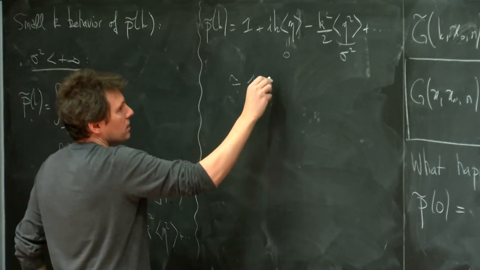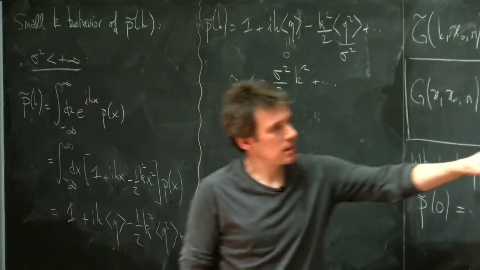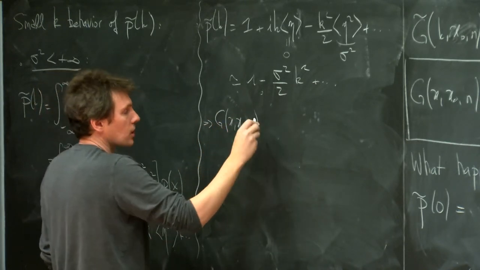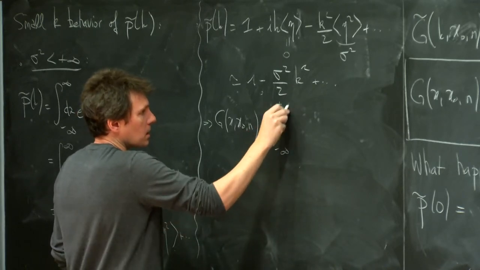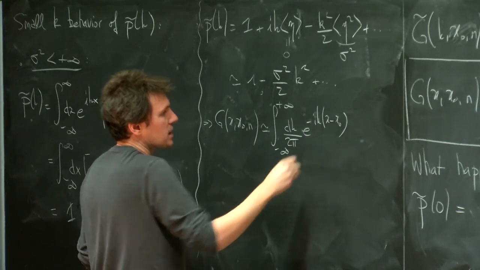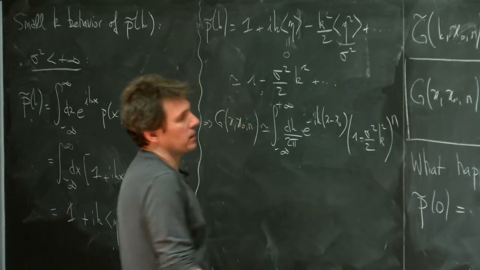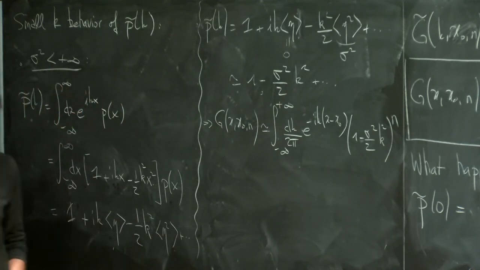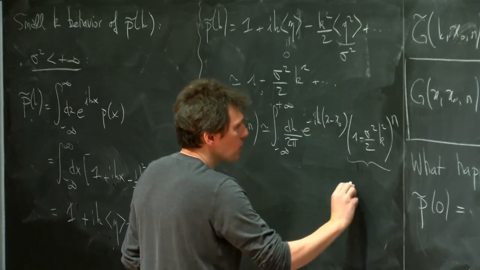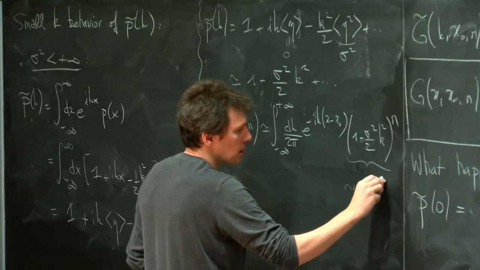So that means that I can write p tilde of k as 1 minus sigma square over 2 k square, plus higher order terms. Now let's inject this in that. It's not strictly exact, but I have the integral dk over 2 pi of exponential of minus ik times x minus x naught, and then this quantity, 1 minus sigma square over 2 k square, to the power n. Again, I'm dominated by k very small, so I can replace this thing, and I can just replace it by exponential of minus n sigma squared over 2 k squared.